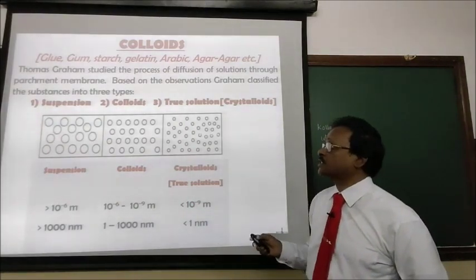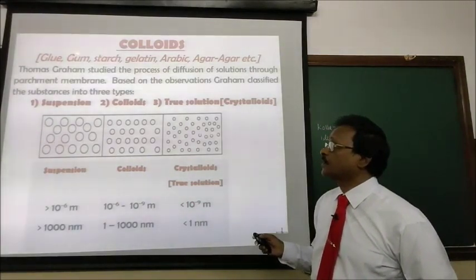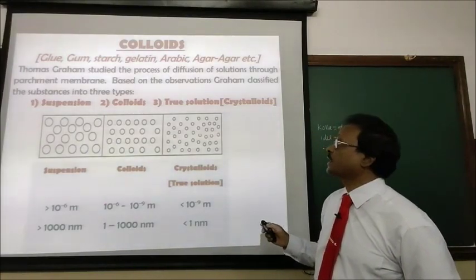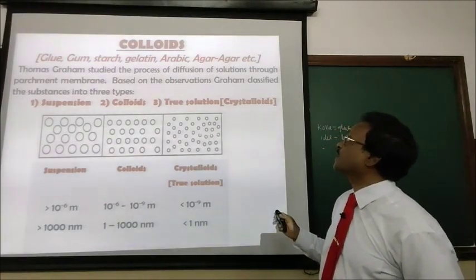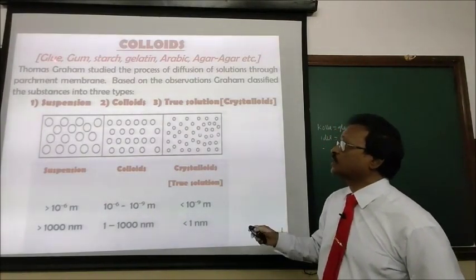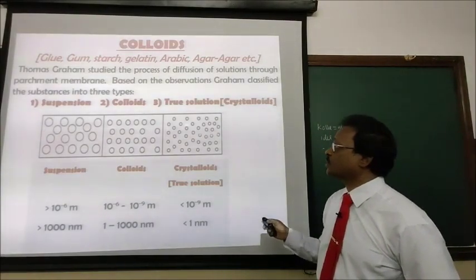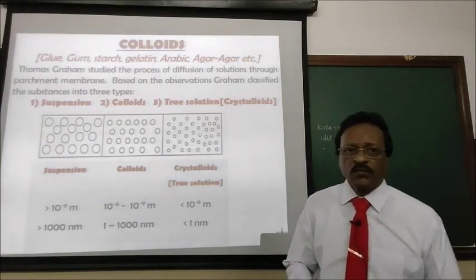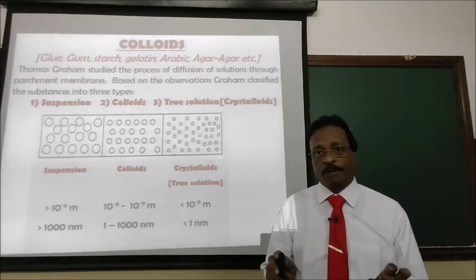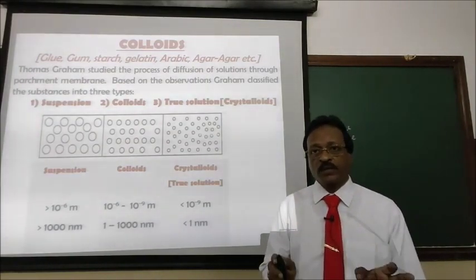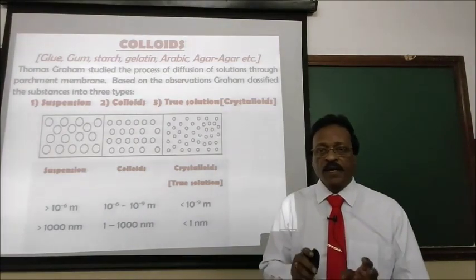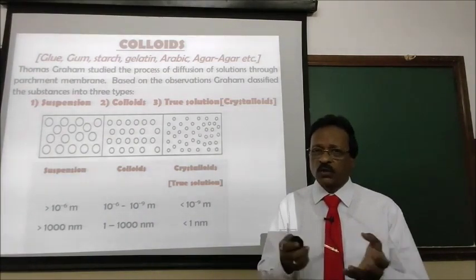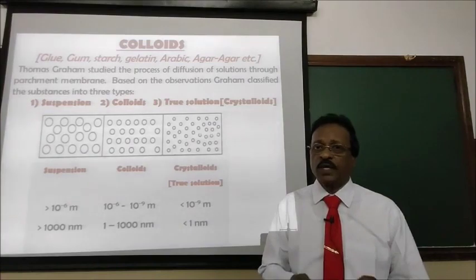Then he took glue-like compounds, for example glue, gum, starch, gelatin, gum arabic, agar-agar. They are all glue-like compounds. He took all of them and studied them one by one. He found that the particles diffuse very slowly through the membrane. The glue-like compounds were placed in the parchment membrane bag, and he observed that the particles come out very slowly through the membrane.